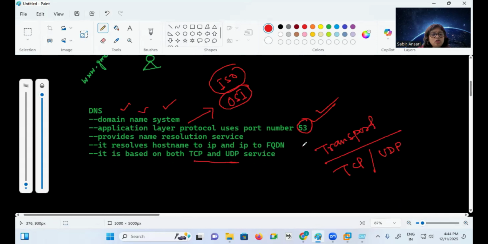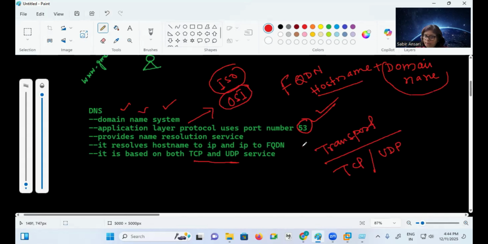Now, what is the use of this protocol? It provides the name resolution service. So what is the name resolution service? Name resolution service means the service which resolves host name to IP address and IP to FQDN. So what is FQDN? The full form is fully qualified domain name. The FQDN is nothing but the host name plus domain name. In a network, a host is qualified along with this domain name.